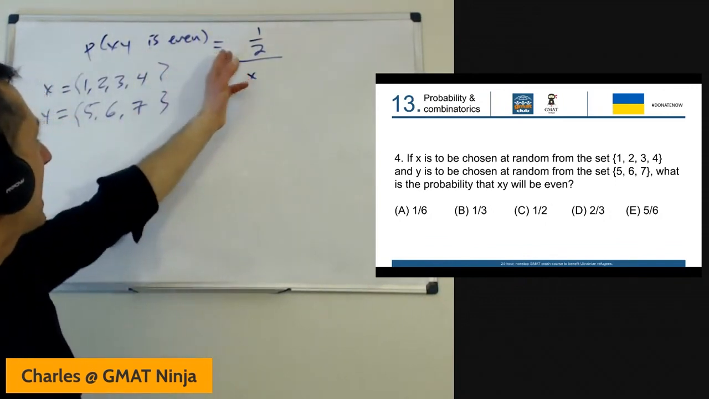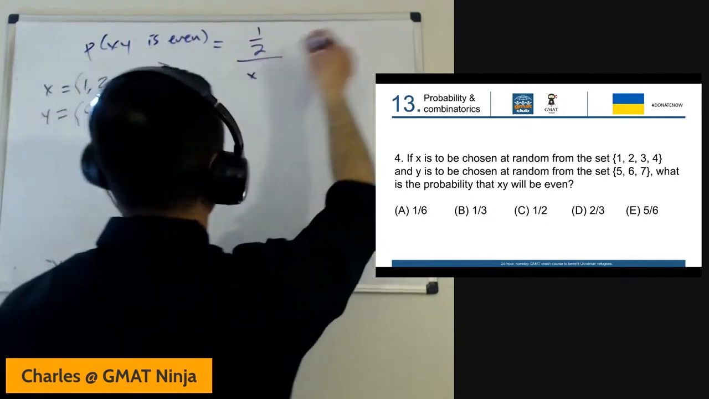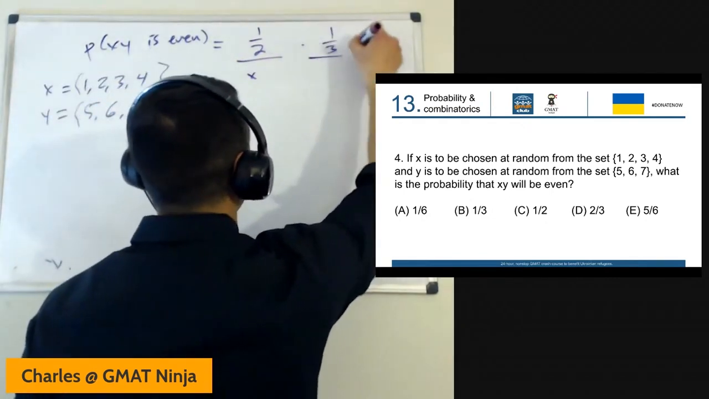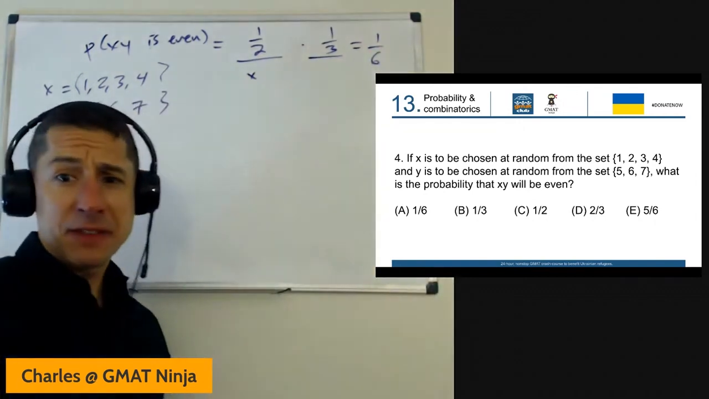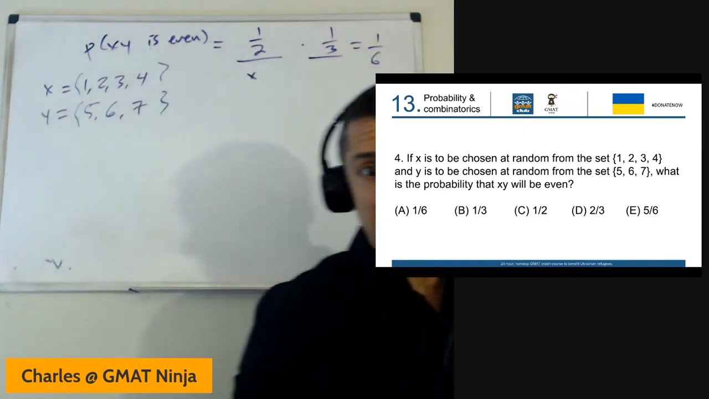Okay, so 1/2 probability I get an even one there. And then I pick from y, 1/3 chance, and I can multiply them together. And I've got utter garbage. I'm not even close here, as it turns out.